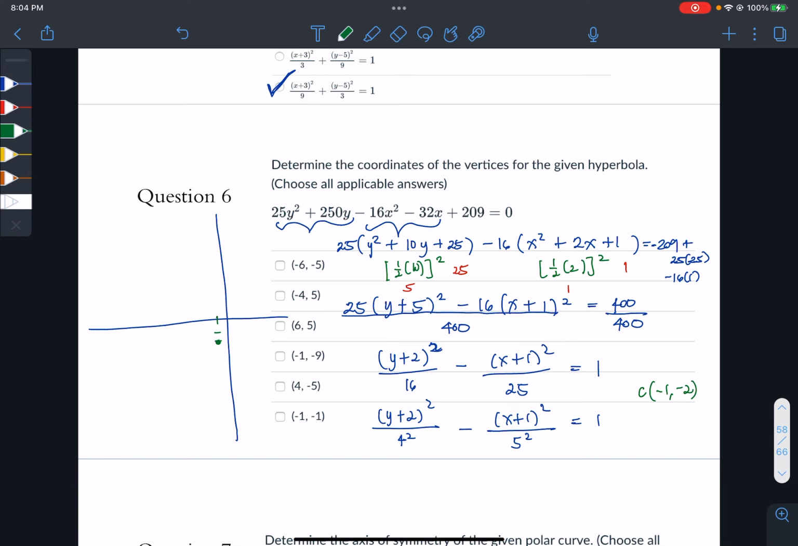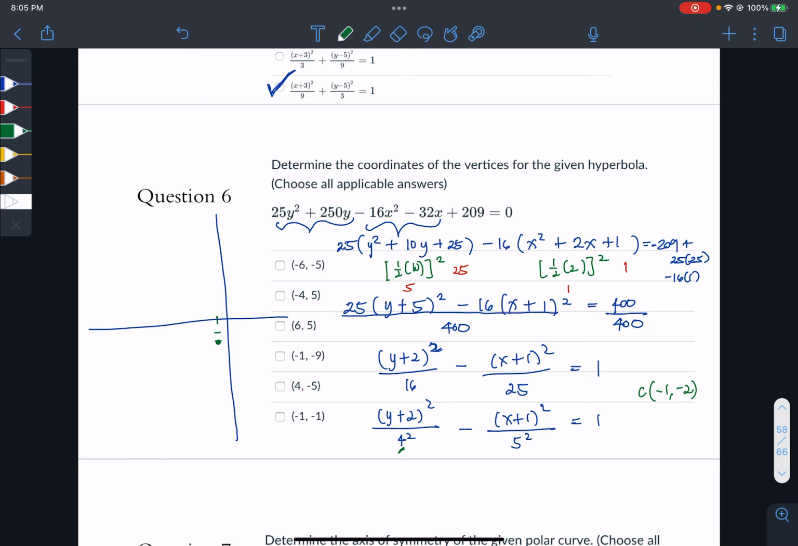And then, since ang positive natin is nasa y, ibig sabihin nun, our major axis is at y. Okay? And then yung vertex niya, it's 4 units from the center. Kasi nga, because of this 4. Ang ibig sabihin nun, 4 dito sa taas.